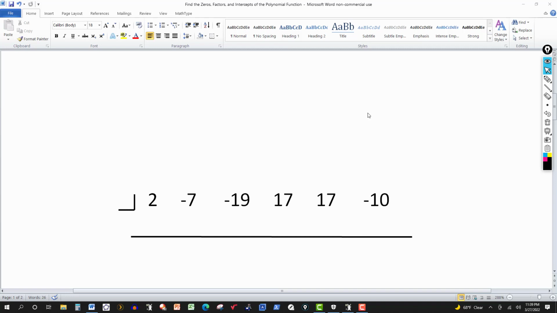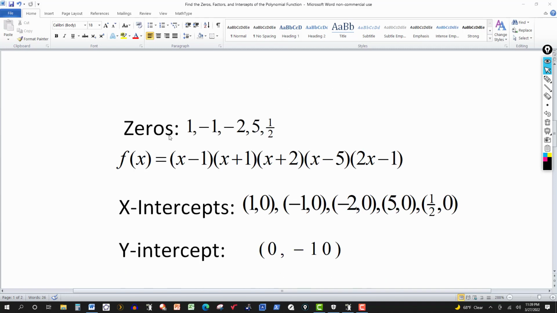So now, with that information, here's what we have. Using either synthetic division or using the function mode in the graphing calculator, we know the zeros are 1, negative 1, negative 2, 5, and 1/2. And we know the factors are, now here I wrote it in factored form, but the actual factors are x minus 1, x plus 1, x plus 2, x minus 5.